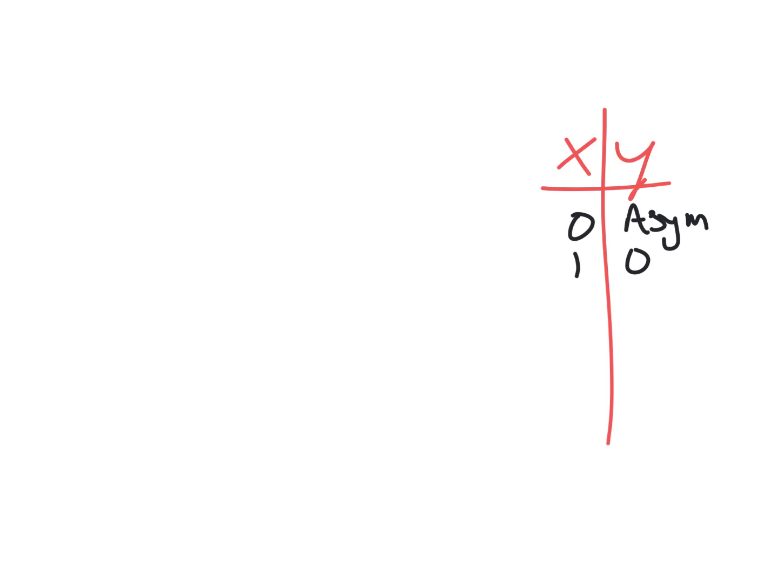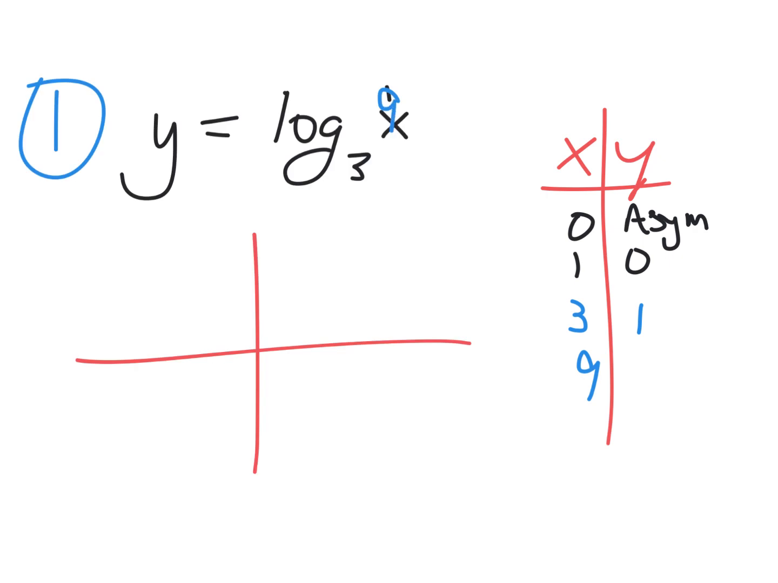Who's got one more number to stick in? Shout it out if you know it. 3 would be smart. 3 would be better. Okay, so we'll stick in 3. In my head I got log base 3 of 3, and that's 1. And then one more point. 9 works good. When you put a 9 here, it's really like 3 squared, so the answer is 2. From here, 0 is the asymptote. 1, 0 is a dot. 3, 1 is a dot. 9, 2 is a dot.